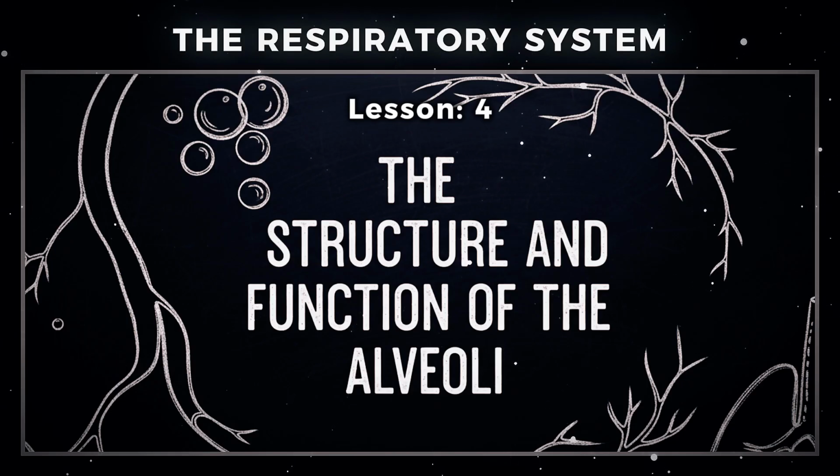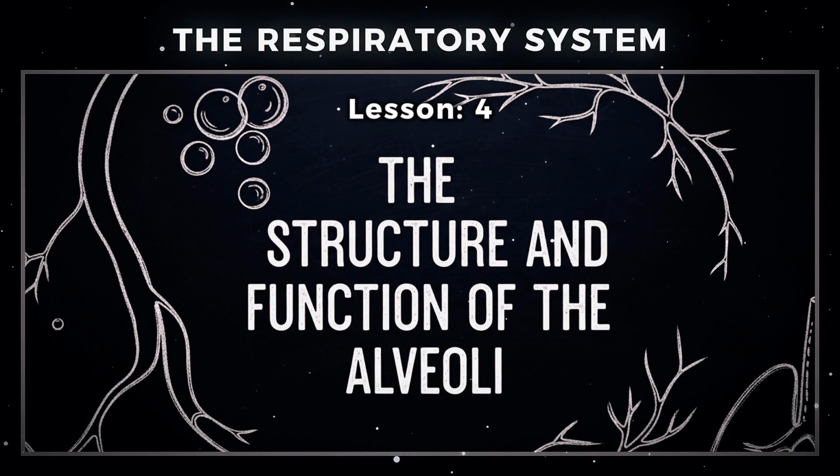smallest size. While the type 1 and type 2 cells handle the structure and the physics, there is a third resident of the alveoli that handles the defense. The alveolar macrophages, often called dust cells. Even with the filters of the nose and the mucociliary escalator of the bronchi, some microscopic invaders, bacteria, soot, or fine dust, manage to reach the very bottom of the lungs.